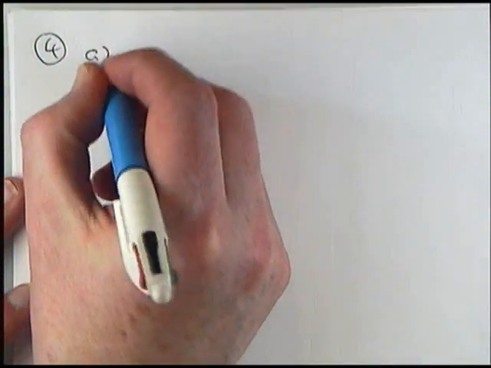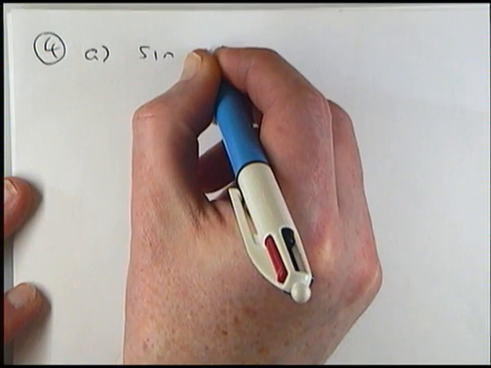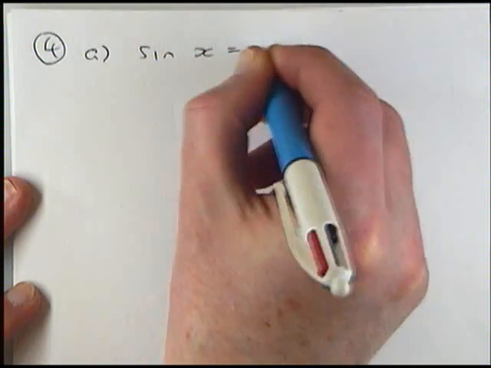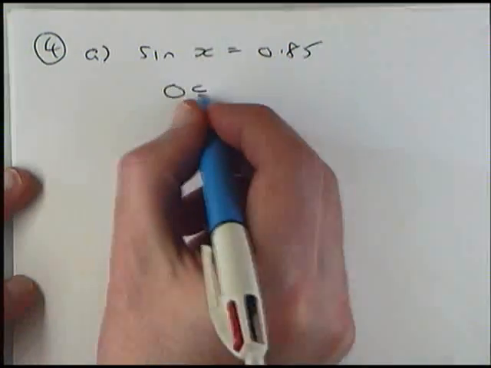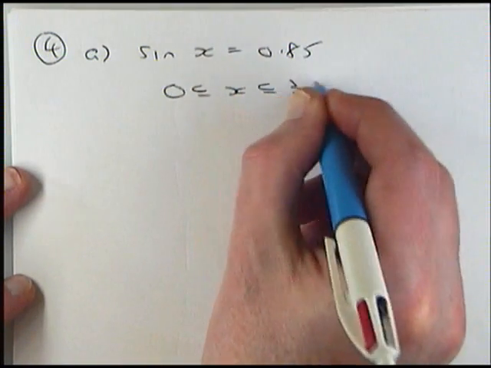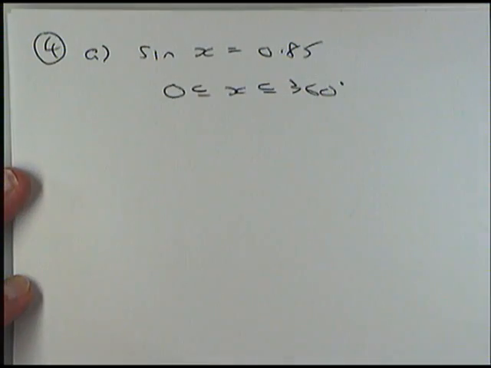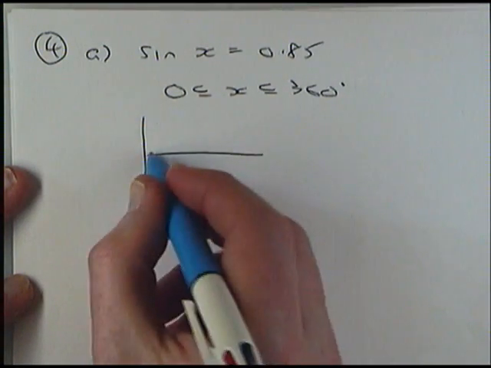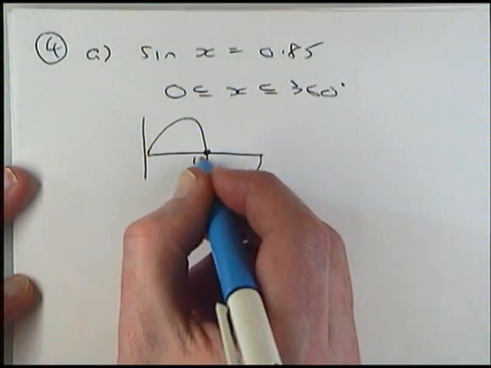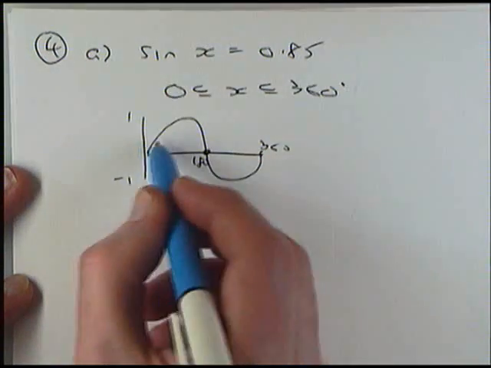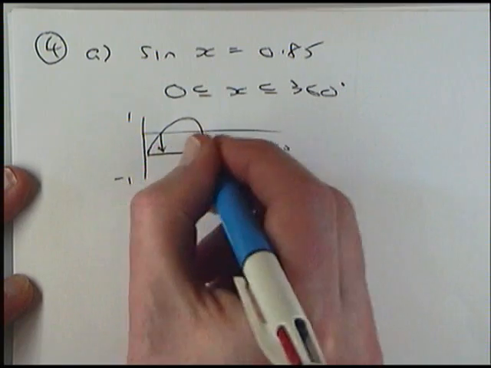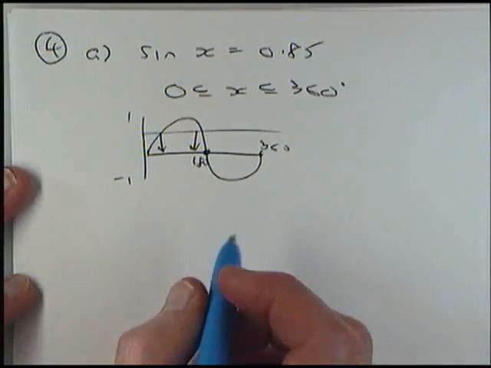Okay, question 4 is the first of the trig questions. In part A, you've got to solve sine x equals 0.85, and all through this question, the angles you have to find are anything between 0 and 360 degrees. So we will need a sketch of the sine curve. That's 180, that's 360, 1 and minus 1. 0.85 will be along here. So we are looking for those two answers.